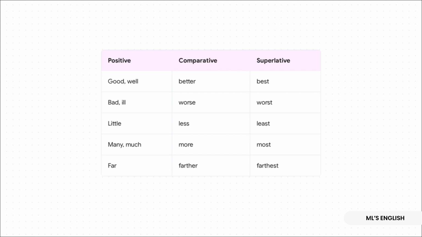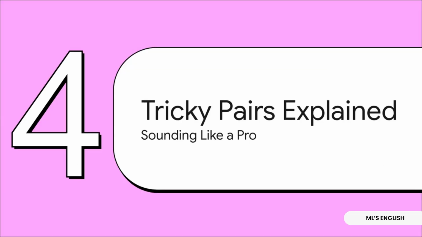Look at this. Good doesn't become gooder. No way. It becomes better and then best. Bad turns into worse and worst. These don't follow a pattern, so it's really just a matter of memorizing them. But the good news is, these are some of the most common words we use, so you'll master them fast. All right, you ready to level up?